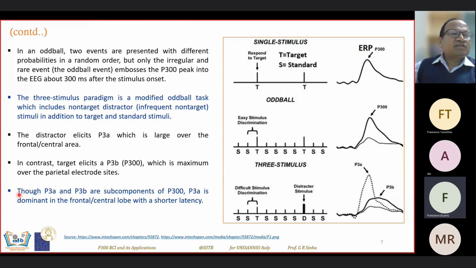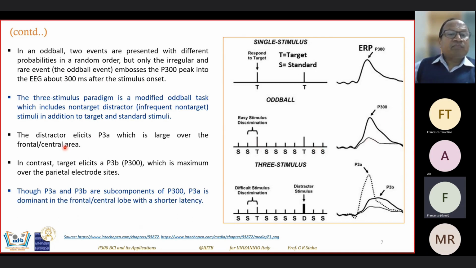So you look at this. In oddball, two events are presented with different probabilities. Two events, look at here. These are the two events, S and T. S means standard and T means target. And they are presented in different probabilities in random order. It's not necessary that after 2 S, T will come, but only the irregular and rare event, the oddball event, imposes the P300 peak into EEG about 300 milliseconds from the stimulus onset. So only which is odd will create an impact, and others will not create much impact.